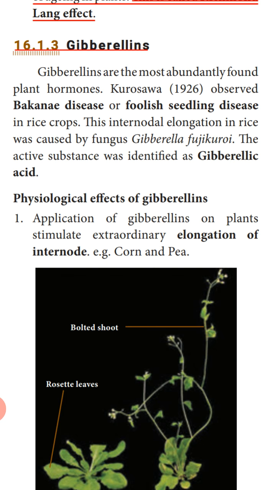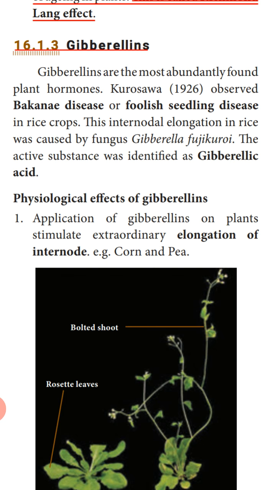Usually, you can identify the nodes. From the nodes only the leaves arise or the branches arise. Here, the region between the 2 nodes is called the internode. So here he found that in these rice plants, these internodes were longer than the other rice plants which showed the normal growth. So that means internodal elongation was found here.